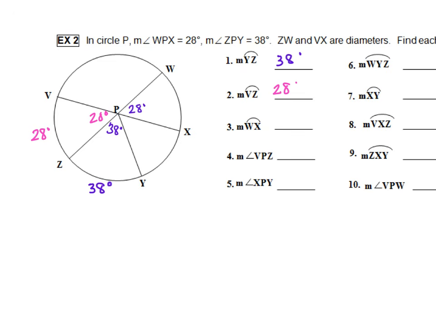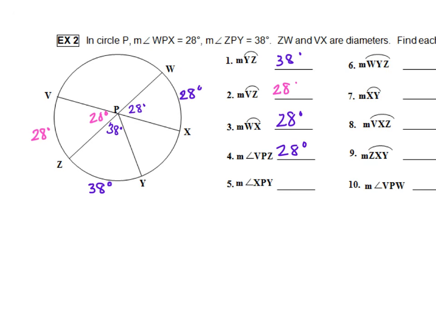All right, now we need the measure of arc WX. So here's WX, we can see the central angle is 28, so the degree measure of the arc will be 28 degrees. All right, find the measure of angle VPZ. Well, we already talked about that a second ago. We said that that was 28 degrees because it was vertical to that other angle we were given. So that one's done, that's 28 degrees.